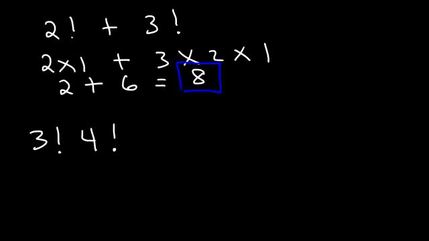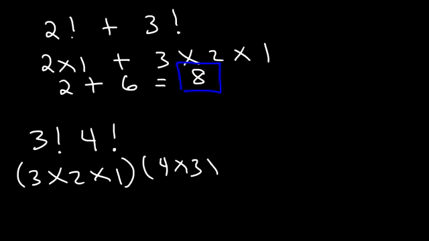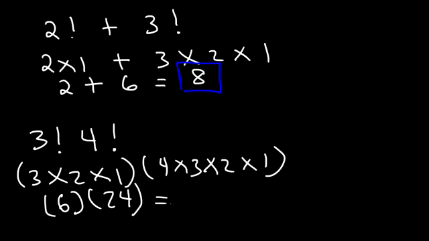Now 3 factorial times 4 factorial. We know 3 factorial is 3 times 2 times 1. And 4 factorial is 4 times 3 times 2 times 1. 3 times 2 is 6. 4 times 3 is 12. Times 2, that's 24. So we have 6 times 24. 6 times 20 is 120. And 6 times 4 is 24. 120 plus 24, that's 144. So that's the answer for that example.